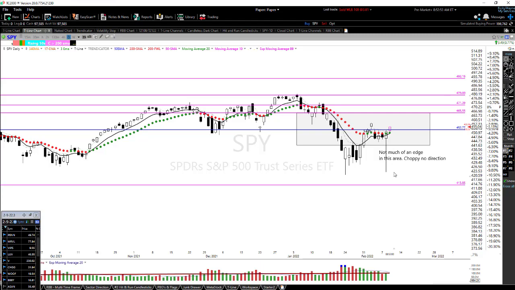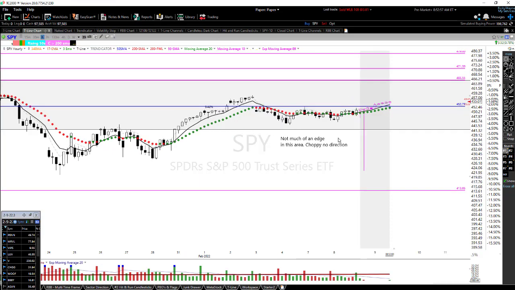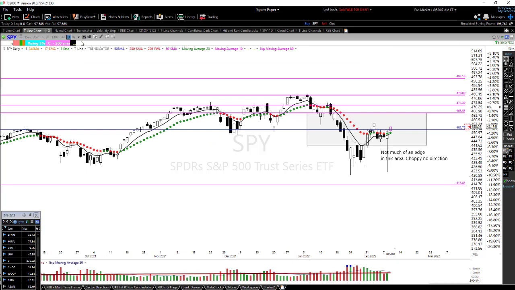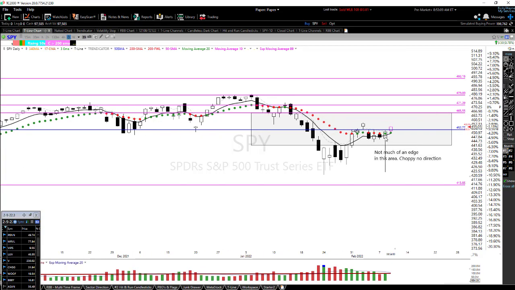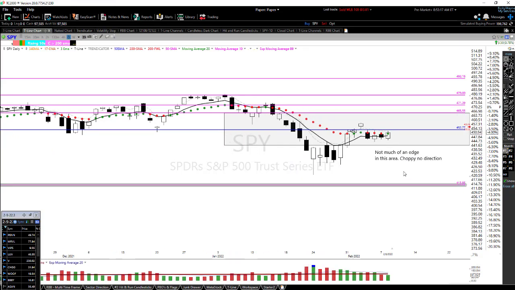Okay, good morning again, everybody. Yesterday on the hourly chart, we talked about the spike that triggered the Trendicator green here, and it worked out really well. It had some follow through, and yesterday's candle did quite well.